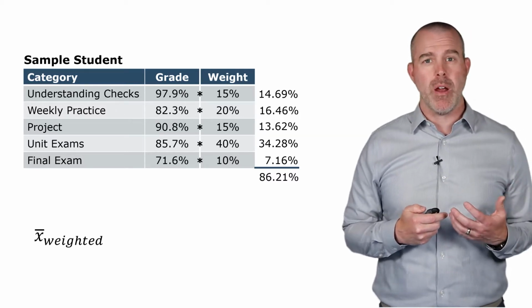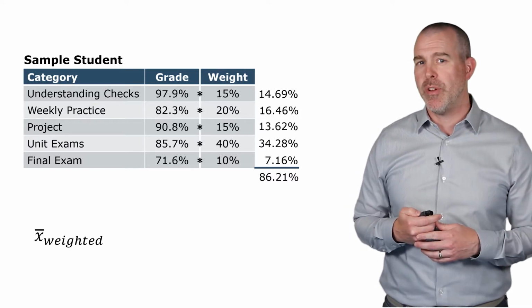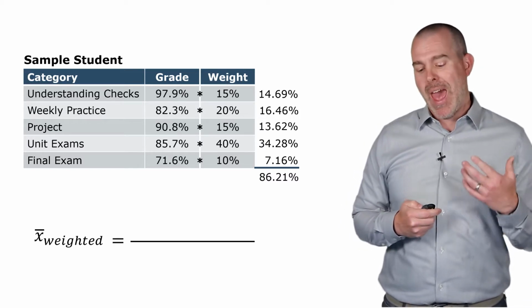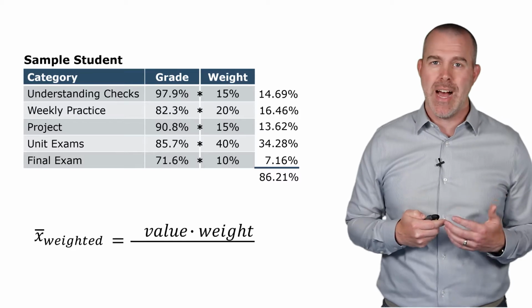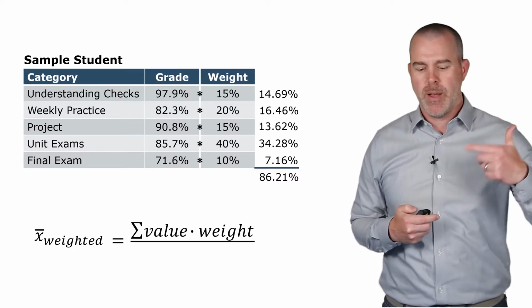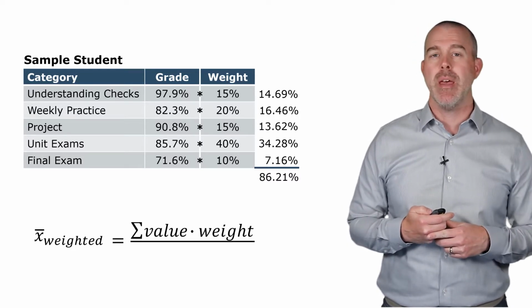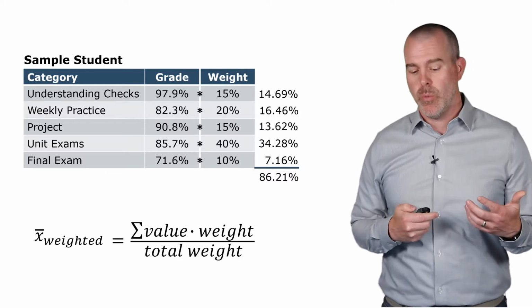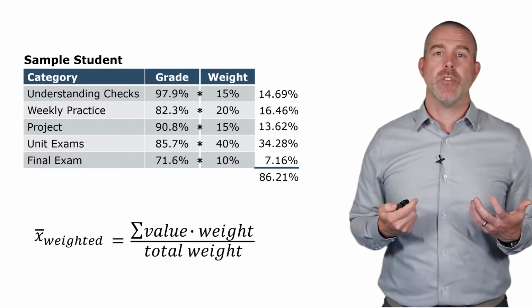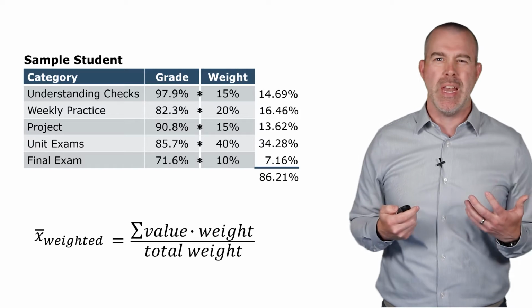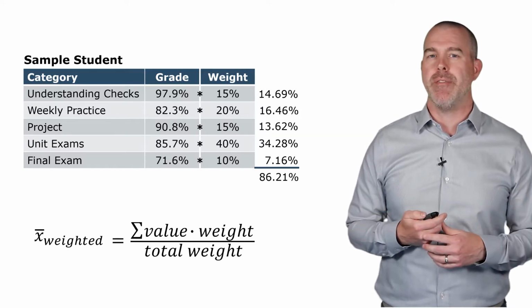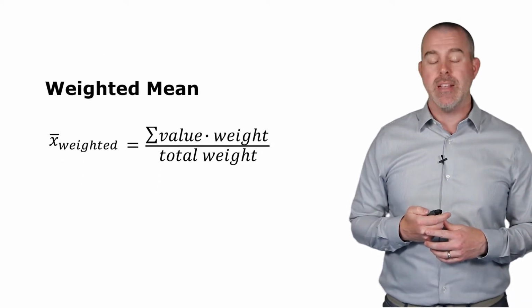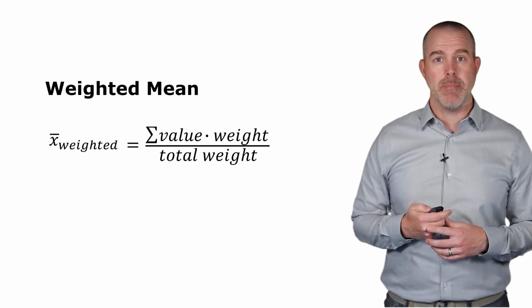So we could say x bar, the sample mean, with a subscript of weighted. And what it means is we add up all of the values times their weight, and we add all those up. That's the Greek letter sigma there for sum. And then we divide by the total weight. Now, in this particular case, the total weight was 100%, so we didn't end up dividing by anything because we would just be dividing by 1. But that is the weighted mean.